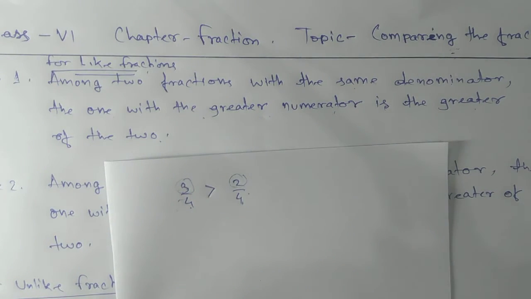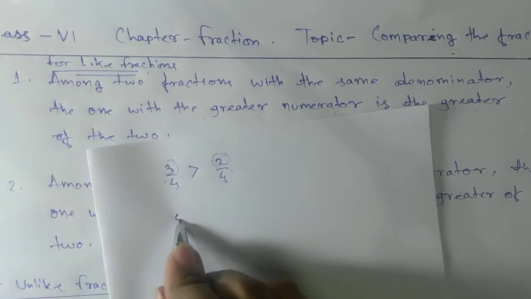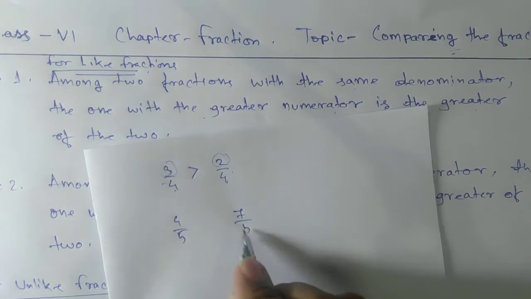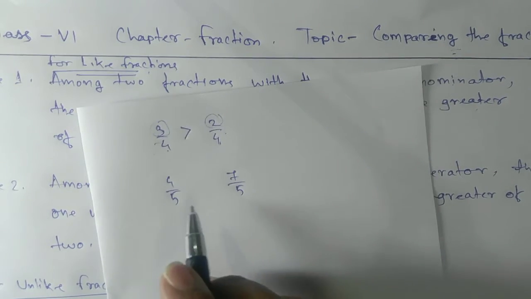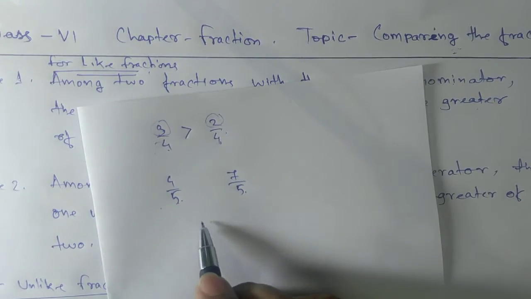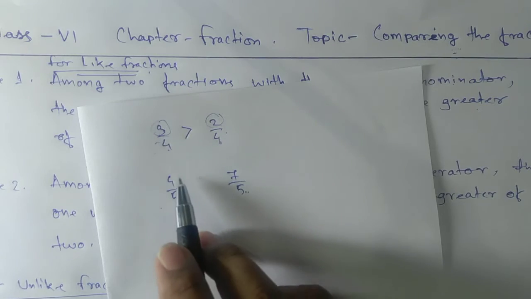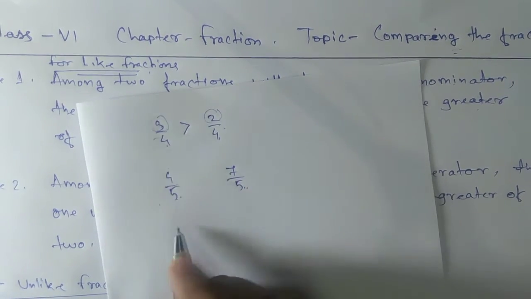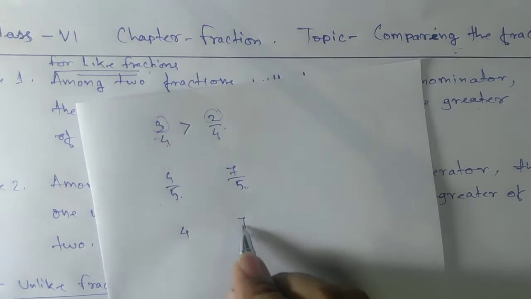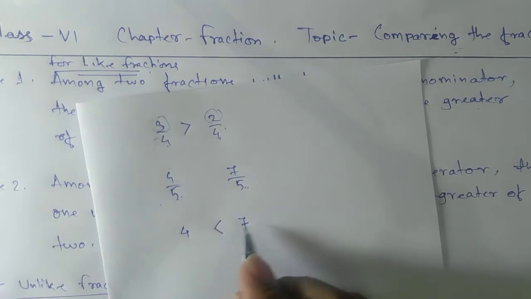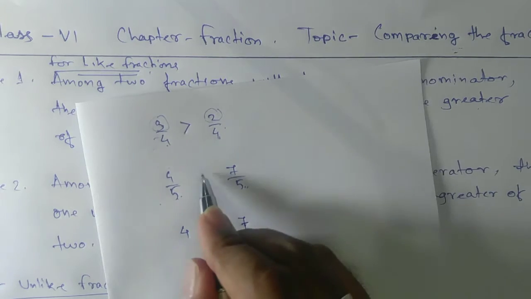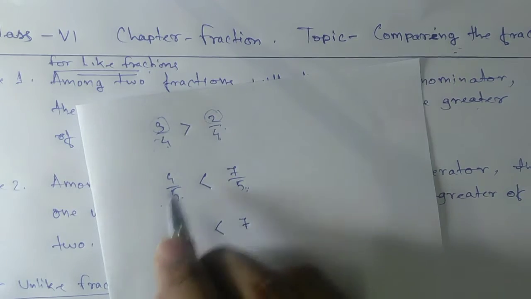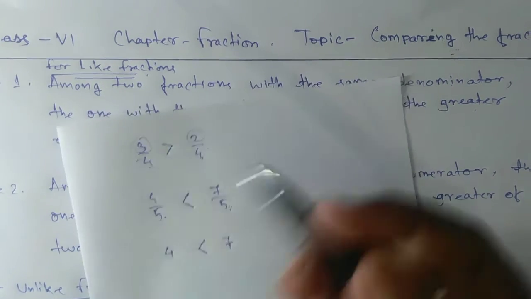That means, what they are saying is, you take 4 by 5 and you take 7 by 5. Your first target is to see whether the denominator is the same or not. If the denominator is the same, now you need to check the numerator. Here the numerator is 4 and here the numerator is 7. Can you guess which is bigger? Yes, 7 is bigger. That means 7 by 5 is greater than 4 by 5.